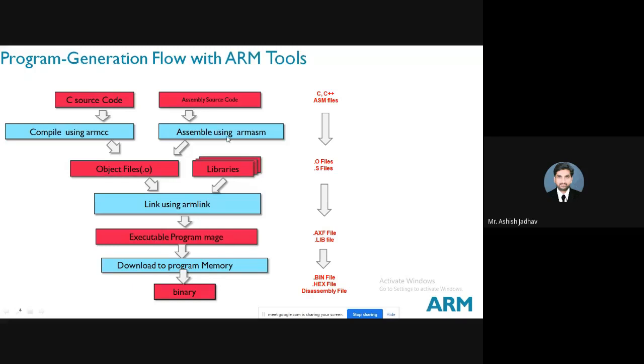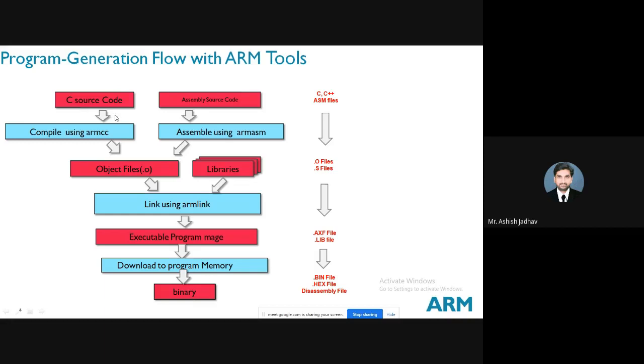Next is program generation. Just now I told you the same thing. If you have written a program in C language, that is C source code. If you are not using C, then you can write it in assembly source code. If you want to make it work, you have to compile it using ARM-CC, the ARM compiler, right? Finally, you will get the object file. Similarly, if you have written the code in assembly language, then you need to assemble it using the ARM ASM assembler. Right, so keep it in mind.